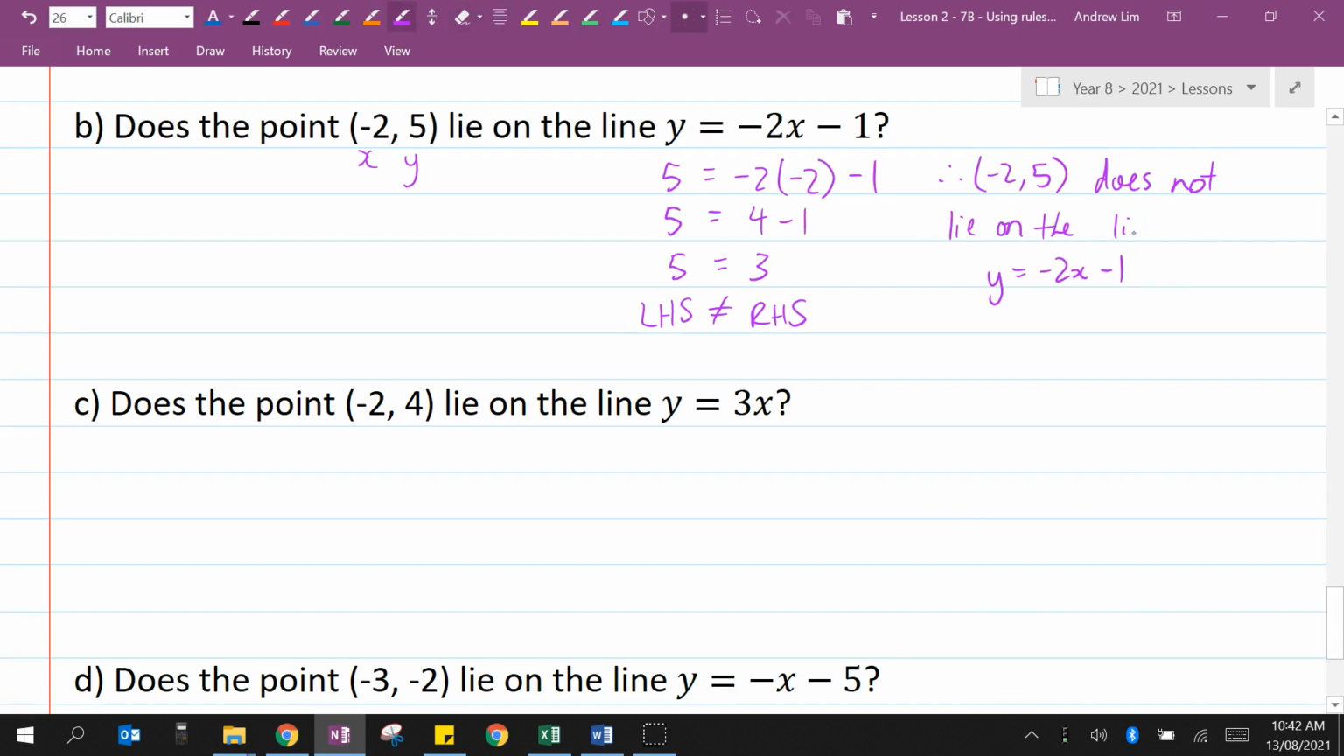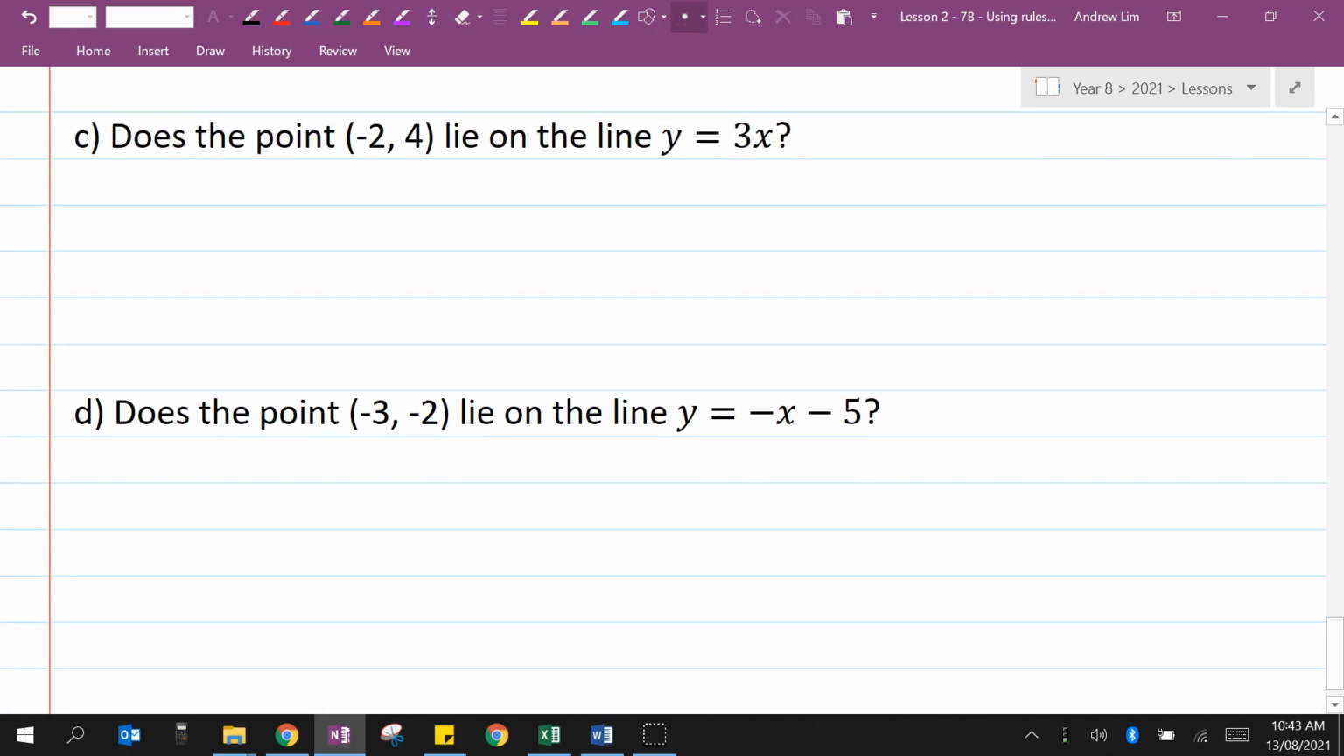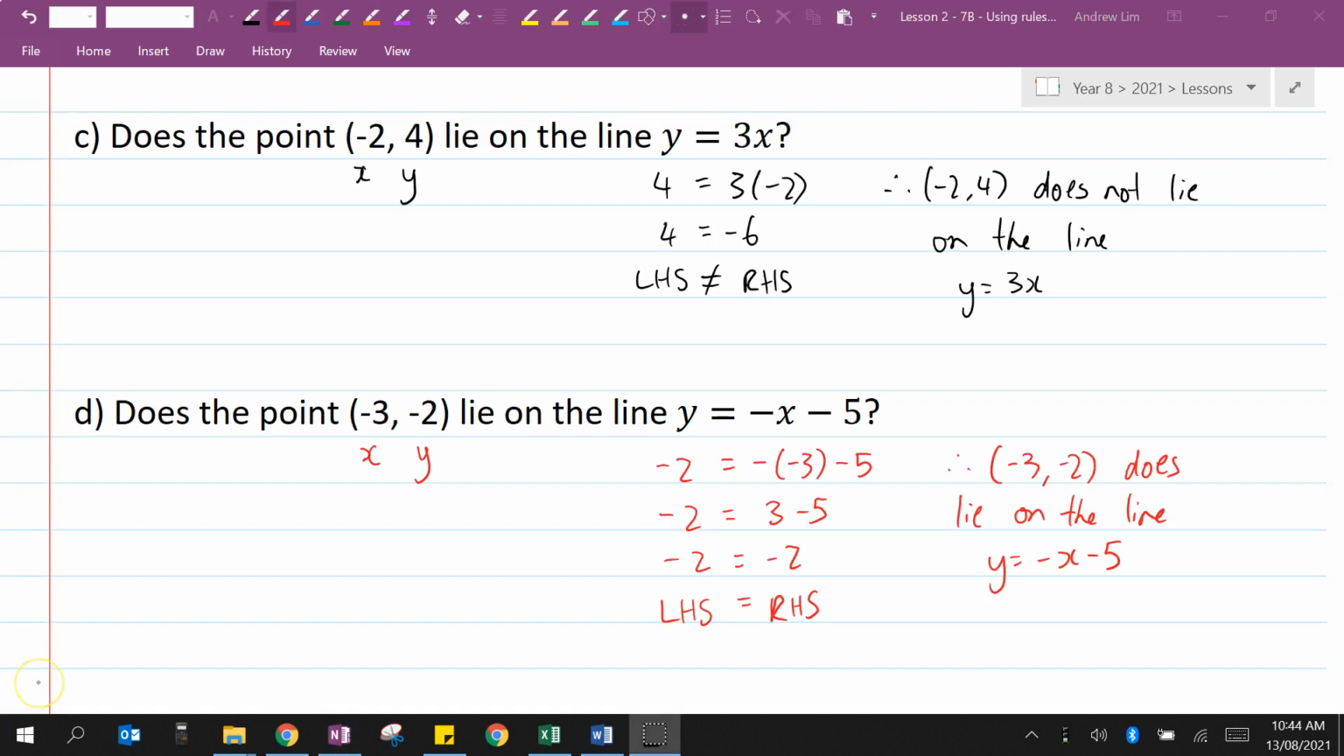Okay, I want you to have a go with questions C and D by yourselves. Pause the video, and when you're ready to check your answers, continue playing it. Okay, here are my answers for questions C and D. For question C, we substitute minus 2 for x and 4 for y. We can see that 4 is equal to minus 6. That's not right. The left-hand side does not equal the right-hand side. So we can conclude that (-2, 4) does not lie on the line y equals 3x.